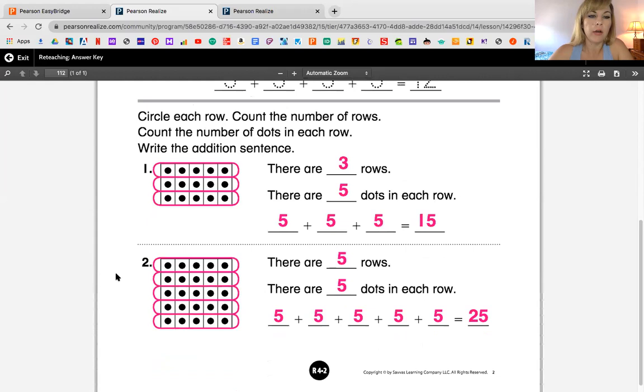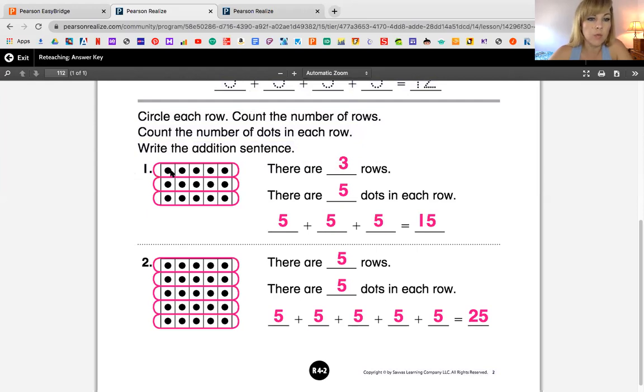Okay, so here are your answers for numbers 1 and 2. It says circle each row. Remember, the rows go from left to right, and count the number of rows. So before I move on to reading the rest of the question, let's do this. I have a row here, a row here, and a row here. So I have a total of 1 row, 2 rows, 3 rows. There are 3 rows. Count the number of dots in each row.